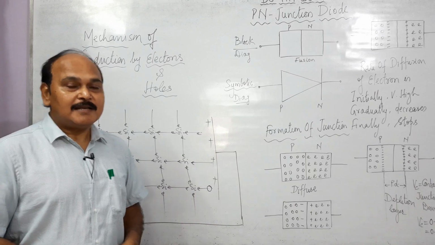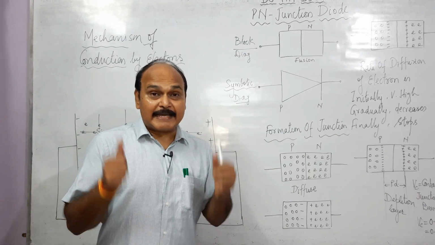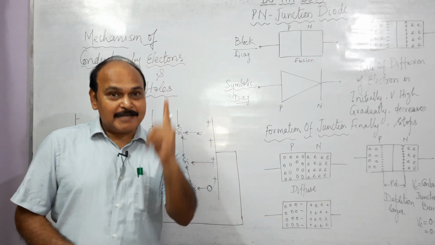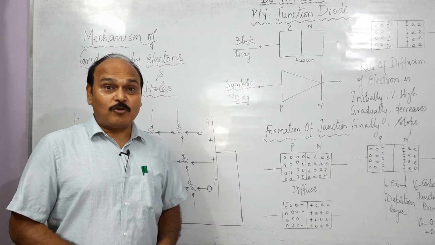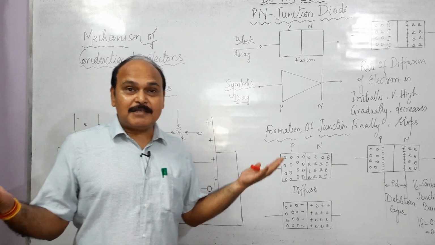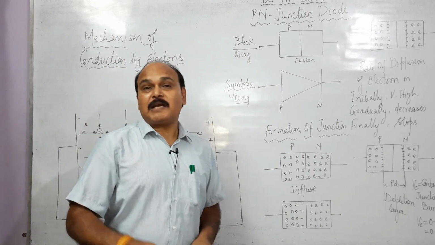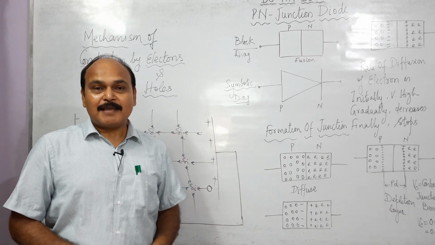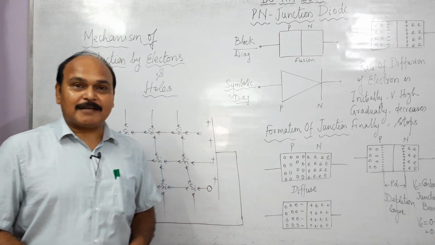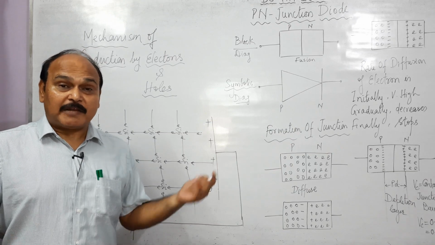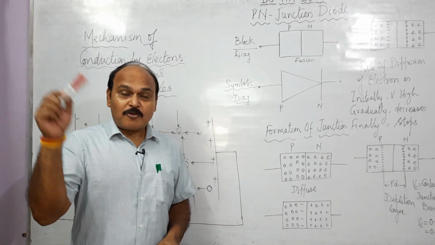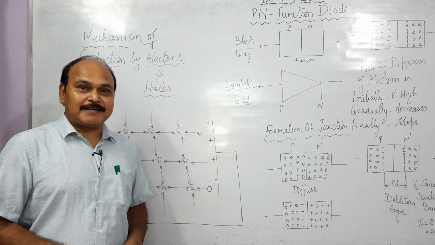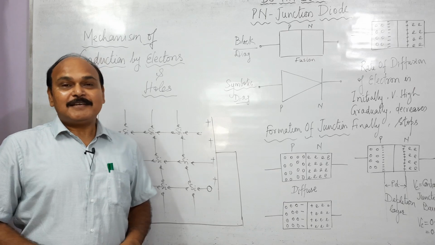Before we proceed ahead with our discussion of PN junction diode, let us know something very important and very interesting, and that is the mechanism of conduction by electrons and holes. Children, we have already studied that there are two types of extrinsic semiconductors: P type and N type. P type extrinsic semiconductors have holes as majority charge carriers, whereas N type extrinsic semiconductors have electrons as majority charge carriers.